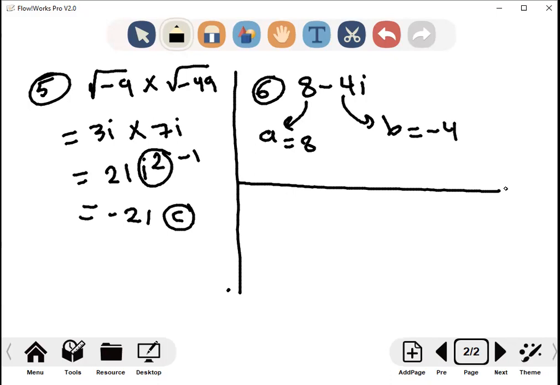Question 6. This is the complex number, the formula. A plus bi, right? What is a here? And what is b here? b is not 4, it is -4. So a is 8 and b is -4 only. Okay?